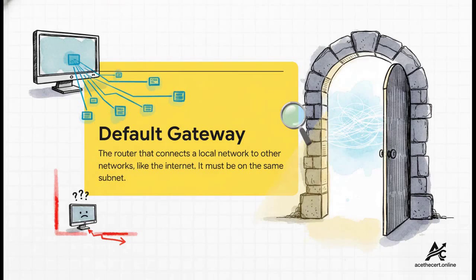Let's just make this crystal clear. The default gateway is basically the front door of your house. If you want to go outside to the rest of the world, the internet, you have to go through that front door. And just like your front door has to be attached to your house, the default gateway absolutely must be on the same network, the same street as your computer.